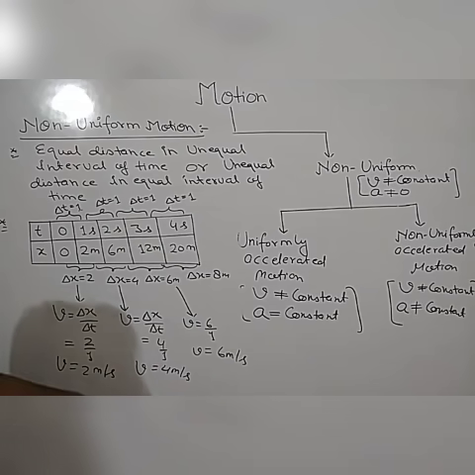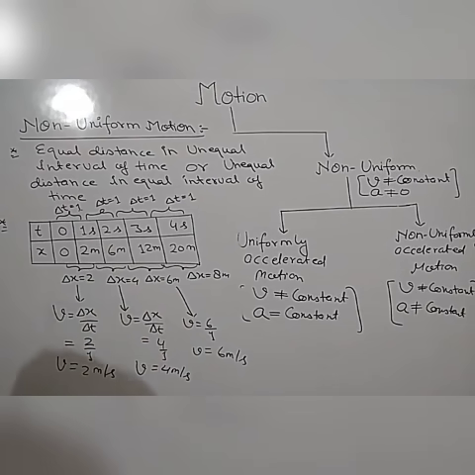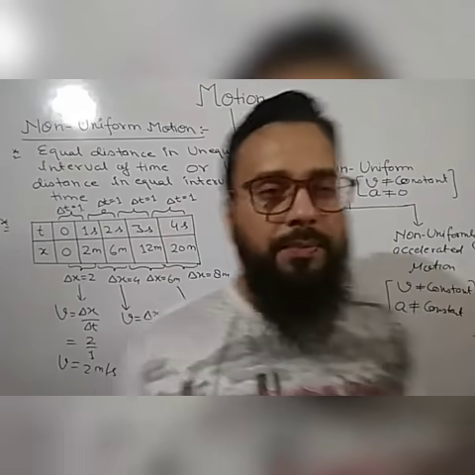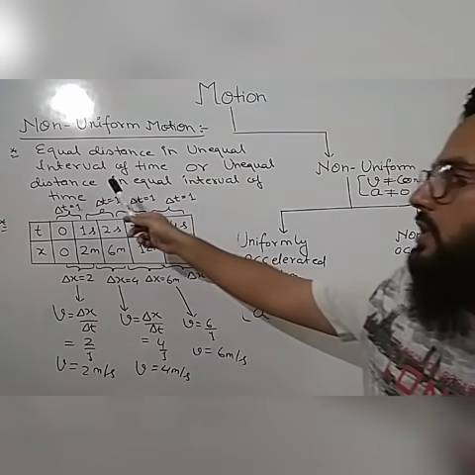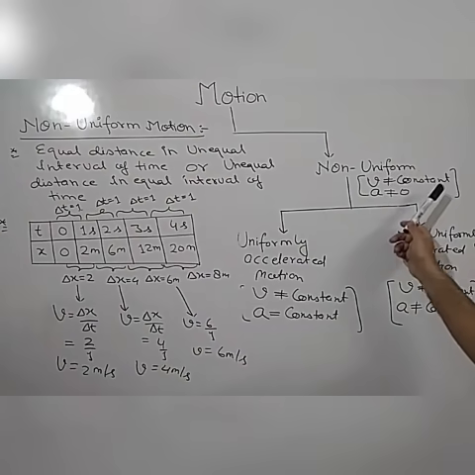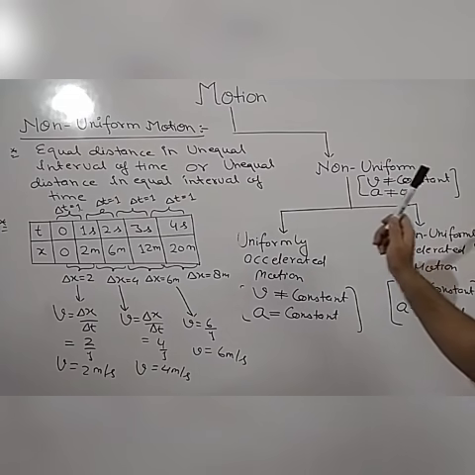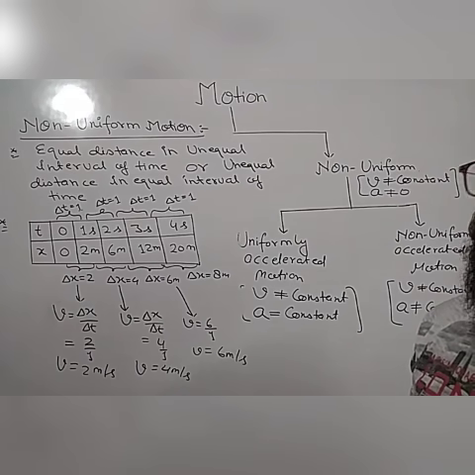And when the velocity is not constant, then there will be some value of acceleration also. You can find the acceleration also. So note down the complete definition of non-uniform motion. What is non-uniform motion? When a body covers equal distance in unequal interval of time or unequal distance in equal interval of time, then the velocity doesn't remain constant and acceleration doesn't remain zero. Means there will be an acceleration.